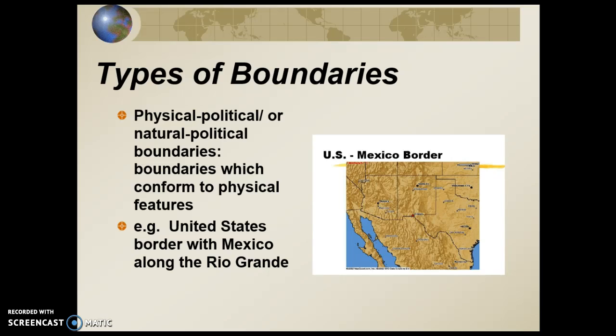We have a lot of those in the United States. For example, with the United States and Mexico, we have a natural boundary, the Rio Grande River, and we are soon to also have a physical political boundary. There's going to be a wall there. Well, we don't know for sure, but it's proposed.